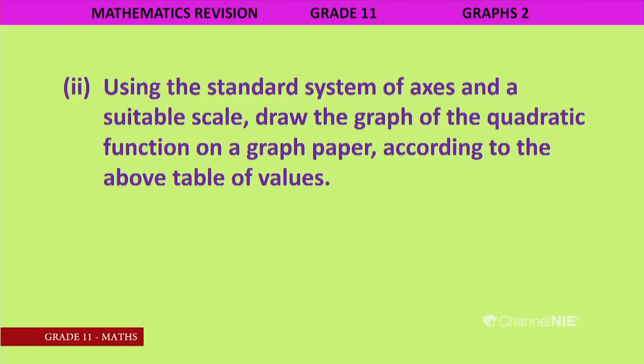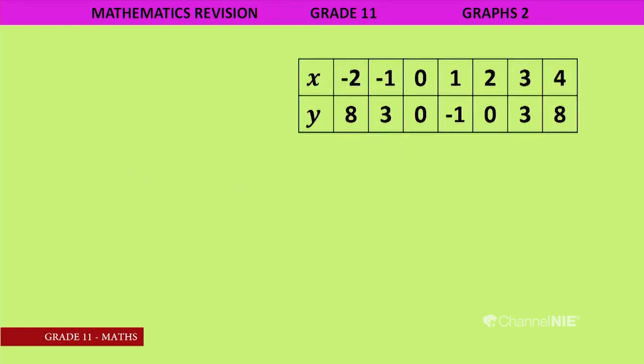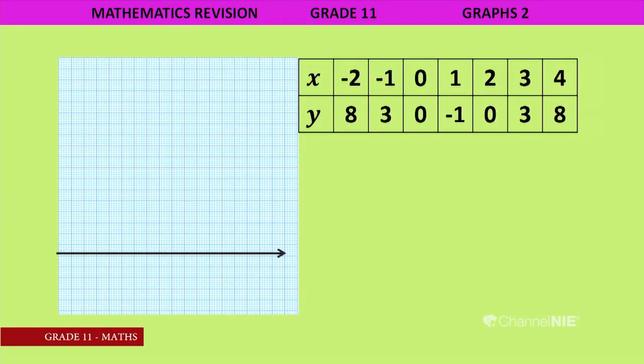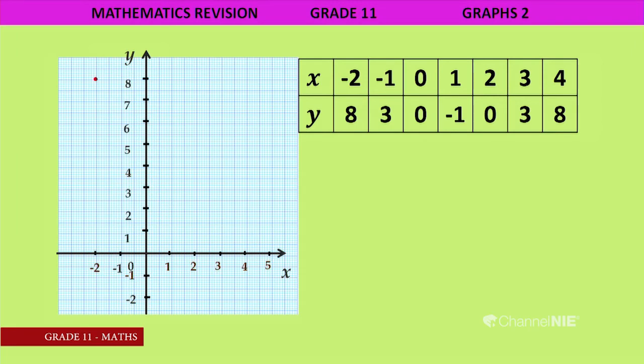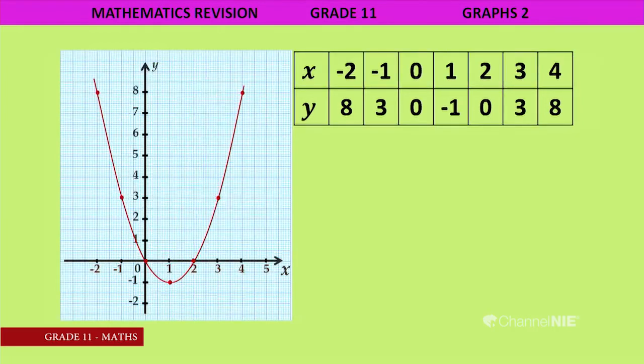Using the standard system of axis and a suitable scale, draw the graph of the quadratic function on the graph paper according to the above table of values. This is the table of values. Your graph paper, naming axis x and y, then marking points. After numbering, first point, now second point, third point, fourth one, yes, fifth one. Now you can draw the smooth curve like this. This is a minimum curve.